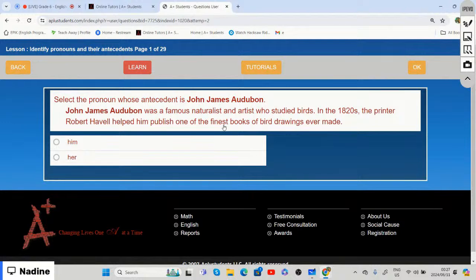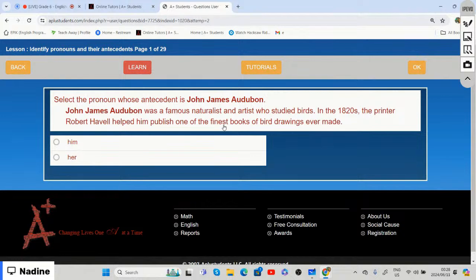All right, we need to select the pronoun whose antecedent is John James Audubon. John James Audubon was a famous naturalist and artist who studied birds. In the 1820s, the printer Robert Havell helped him publish one of the finest books of bird drawings ever made. So we now need to select the pronoun whose antecedent refers to John James Audubon.